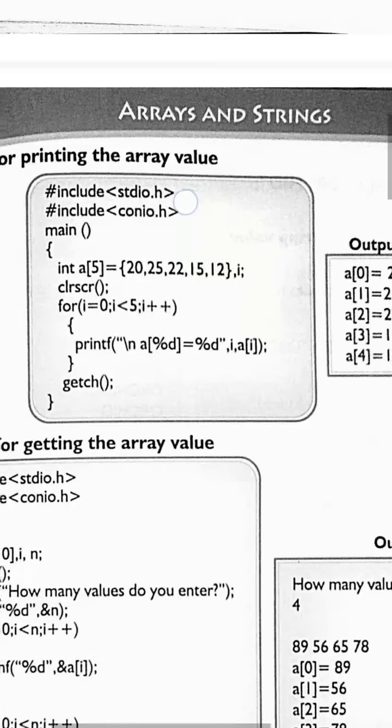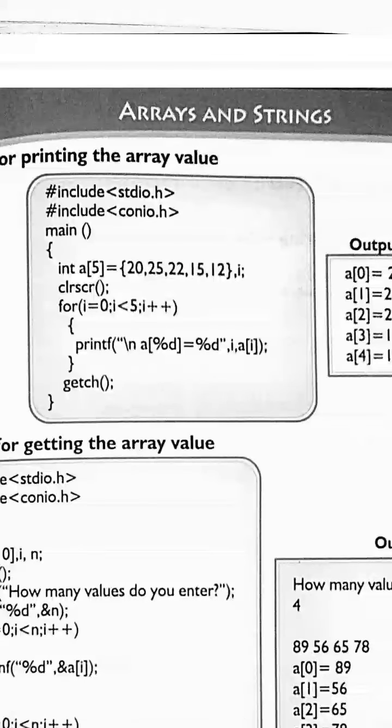So this is the main function. int is the integer variable, a is the array name and 5 is the size. They are going to give 5 values inside this array. So the values are 20, 25, 22, 15, and 12. You have to use these square brackets to denote the subscript value, and the array values must be given inside these curly brackets.